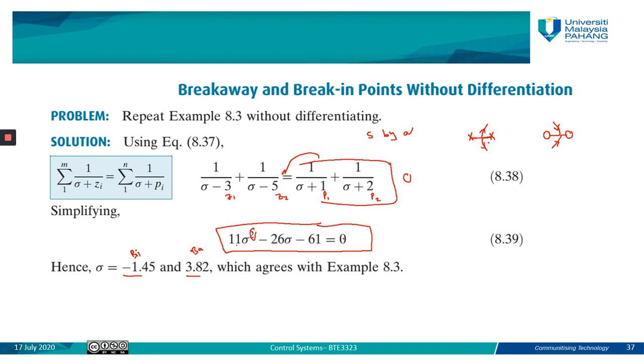So this is the idea or the concept of breakaway and break-in points. For the breakaway point, you have two poles on the real axis and there is nothing in between them. If you have two zeros on the real axis and you don't have any poles in between them, you should have a break-in point. This is rule number 6.